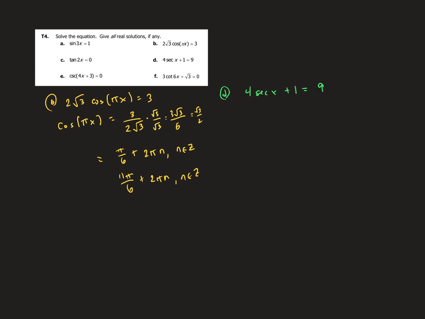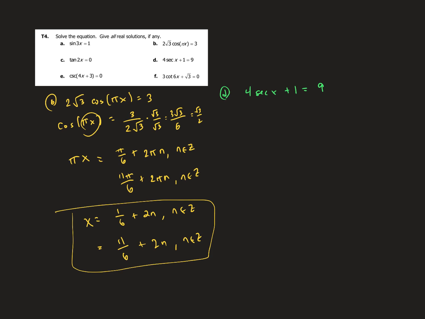Now, when you do that, that is what the argument of your trig function equals. So that's what pi x equals. It's not what x equals, it's what pi x equals, because that was the argument, what was inside. So to finish solving, we're going to divide both sides by pi. So when we do that, the pi over 6 will become 1/6. The 2 pi n will become 2n, where n is an integer. And then the same thing for the 11 pi over 6 and the 2 pi n down here.